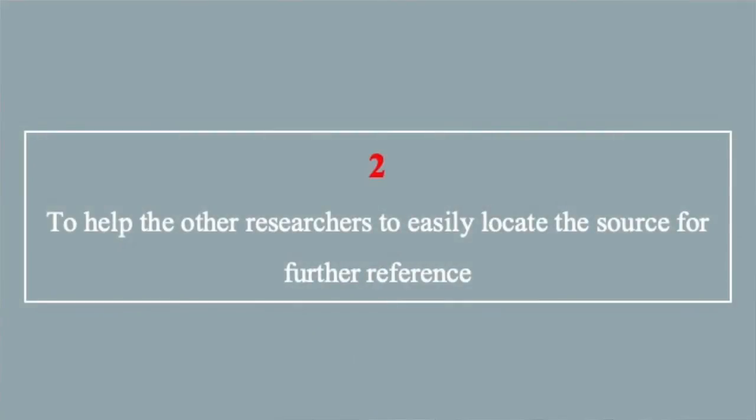Second one, to help other researchers to easily locate the source for a further reference. As I have already mentioned, if the reader wants to know more about that particular source from where we have taken the information, he can easily locate it through the citation. Okay. Then third one, to provide credibility to your work. See, we have seen that we are standing on the shoulders of giants. So when we are supporting our arguments with the points of great scholars in the field, it will add credibility to our research. So in that case also, citation will help us.